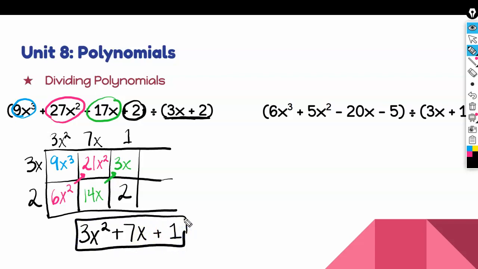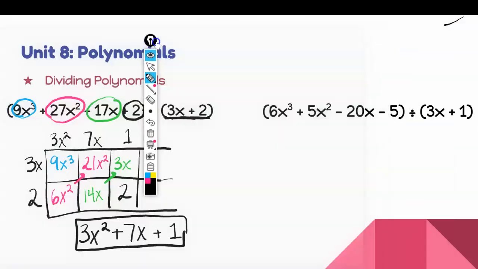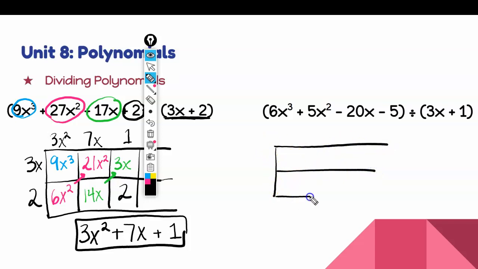All right. Moving on to the next one, which is going to be very similar. Let me scoot this over. I have a very similar process. I draw out my box that's not quite a box. I put the 3x plus 1 on this side. And on the inside, I start out with my first term.